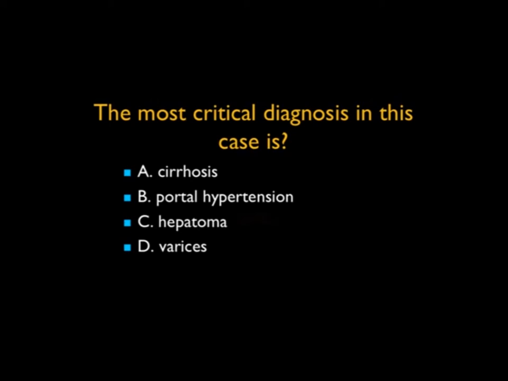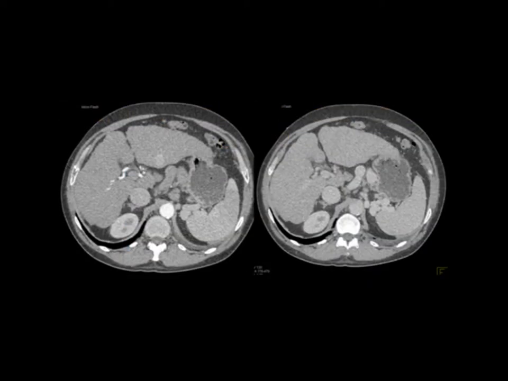In this case, I asked you what's the most critical diagnosis. And in fact, everything, A, B, C, and D, are all here. This is a cirrhotic patient with portal hypertension. You see a lot of collaterals. You see the varices. But what you see in the left lobe of the liver, best shown and maybe only shown in the arterial phase imaging, is a 2-centimeter mass. It's vascular, but not markedly hypervascular, at least compared to the aorta.